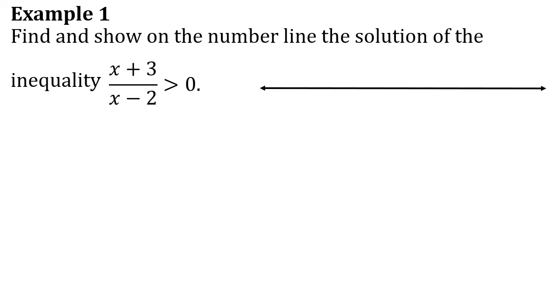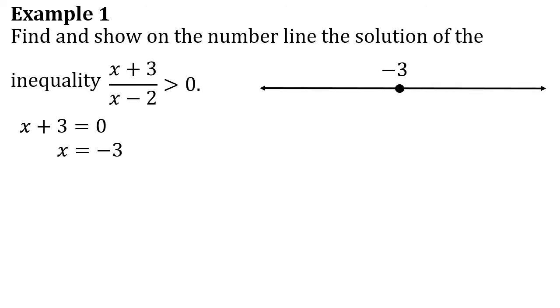So the first thing that we have to do is to solve for the critical points. We can solve the critical points using the numerator and the denominator. Based on our given, we have x + 3 and x - 2. First, let us solve for the first critical point using x + 3. Let us equate it to 0. x + 3 = 0, so x is equal to negative 3. Our first critical point is negative 3.